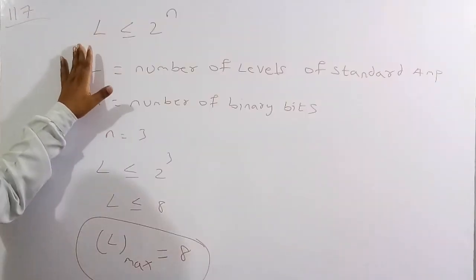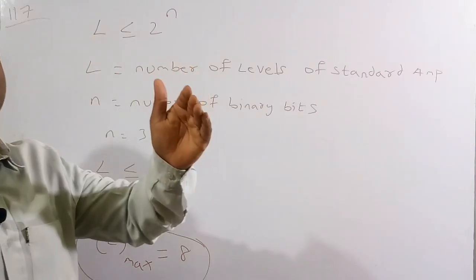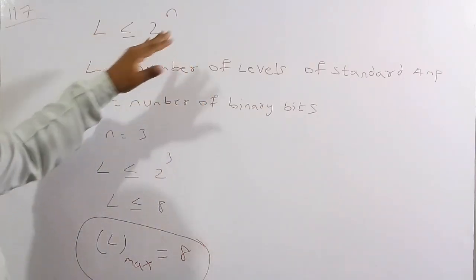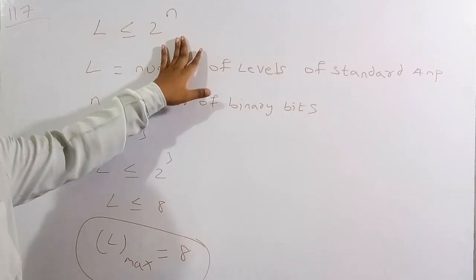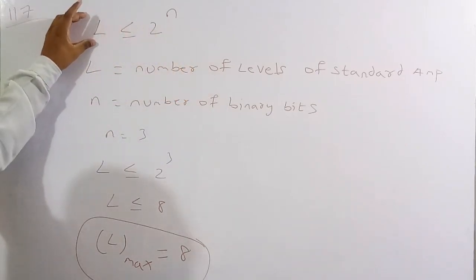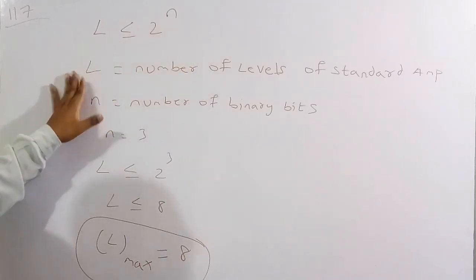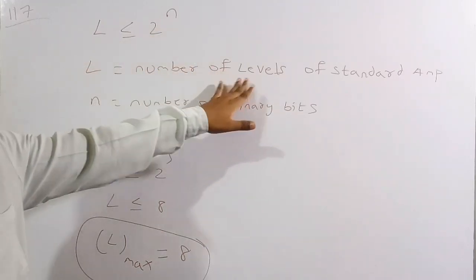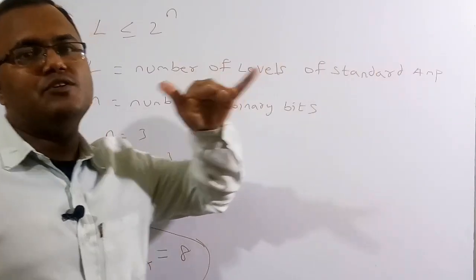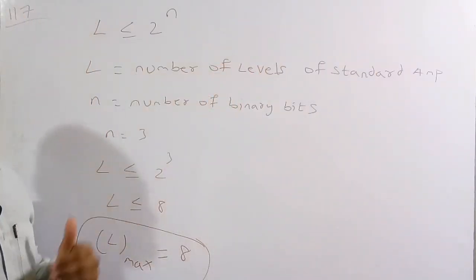So PCM is a digital communication. Pulse code modulation is a digital communication, so with the help of digits we are going to represent that sample. Therefore the number of standard levels L is less than or equal to 2 to the power of n. L is called the number of standard levels of standard amplitude, means fixed amplitudes, how many fixed amplitudes we can keep.